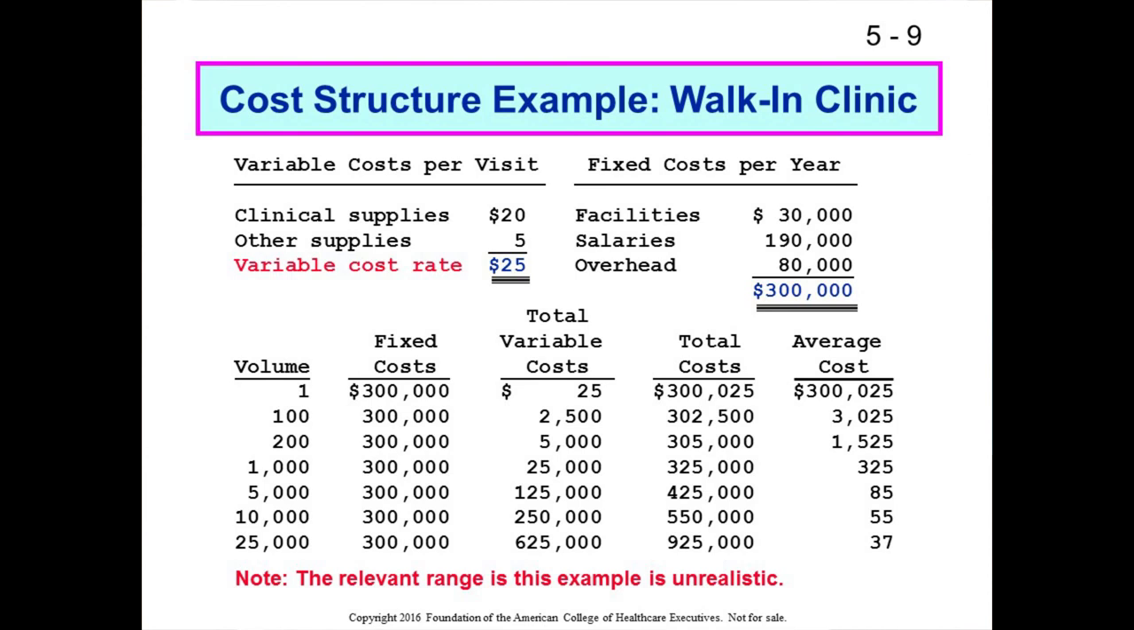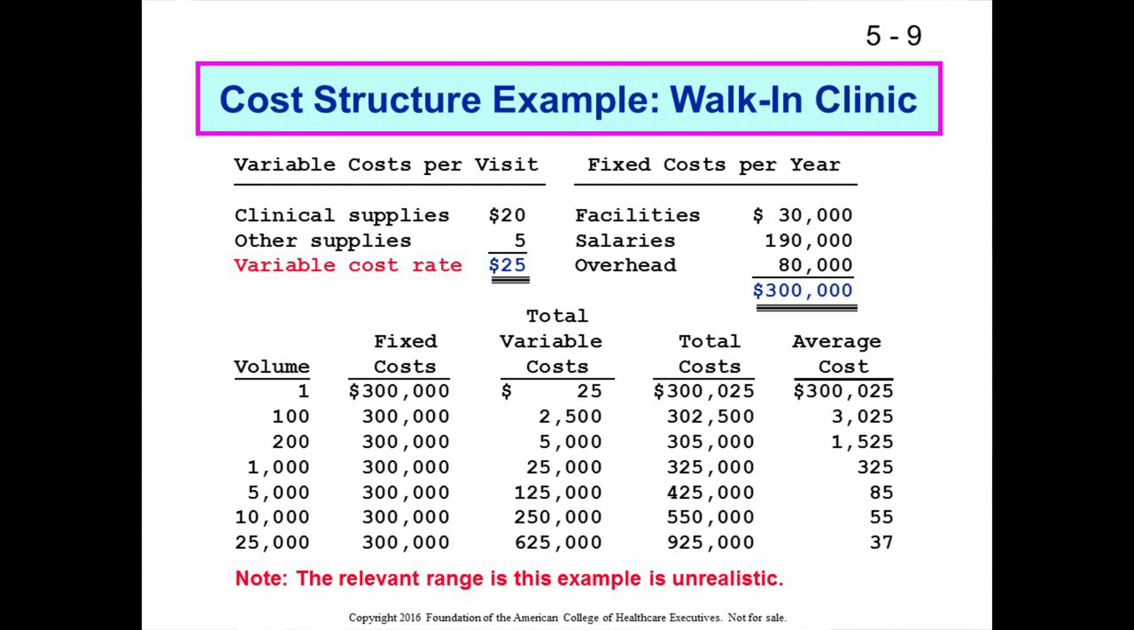So we already went through that. So 25,000 visits gets us $625,000 in variable costs. When we look at total costs, we're going to sum the fixed costs and the variable costs. So if we see one patient, we're going to incur all of the fixed costs, right? We're still going to have to rent the building, hire the people, and pay the overhead to the mothership. And then we're also going to incur one unit of variable costs at $25. So taking care of that one patient is going to cost us $300,025, which is a lot of money.